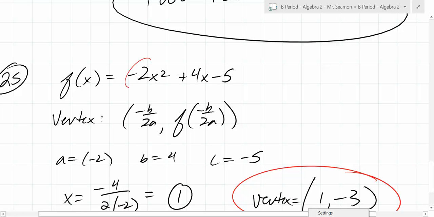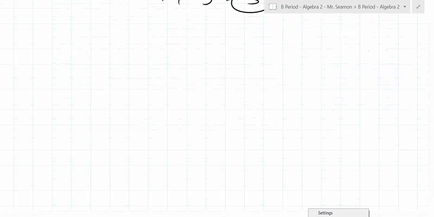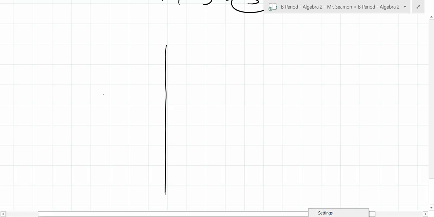What does this -2 tell you? It tells you two things. It's flip and it's twice as steep. So let's start by going to 1, -3. If we go to 1, -3, it's right there. There's 1, -3. We know that's the vertex.